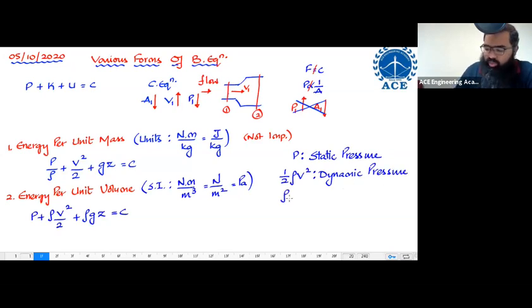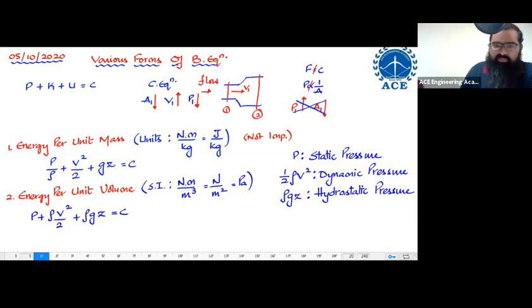Then you have rho g Z. This rho g Z over here is known as hydrostatic pressure. Okay, these three pressures are there.